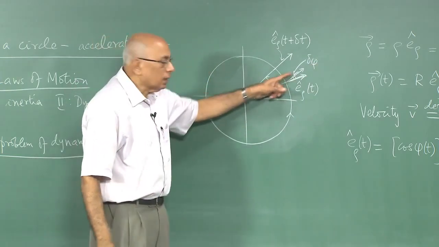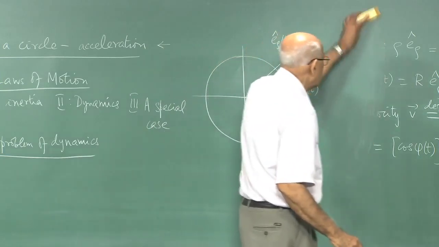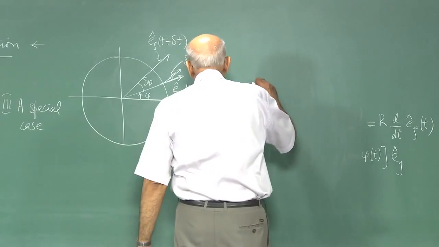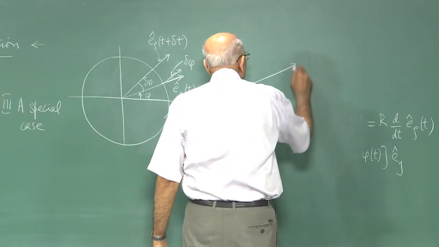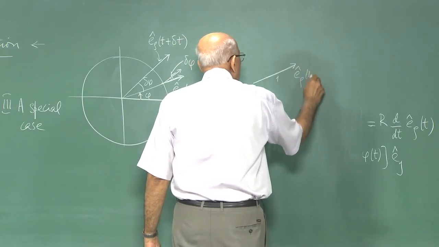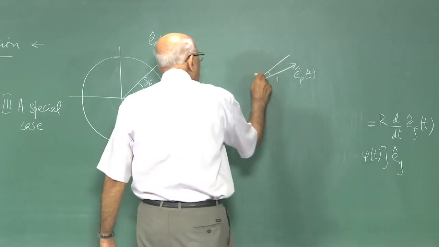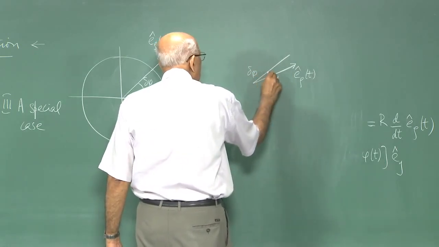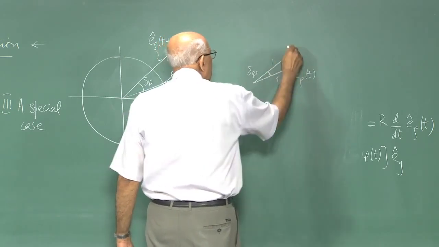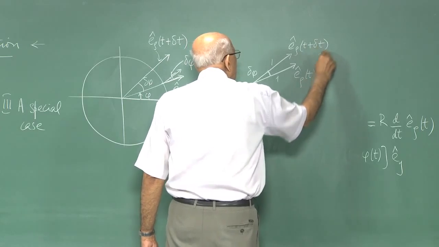And each of these vectors has unit magnitude. Now if I draw this figure in a little exaggerated way, things become clear. So you have unit magnitude E rho at time t, you have an angle delta phi between the two, that is this angle, another unit magnitude vector here, and this is E rho at t plus delta t.